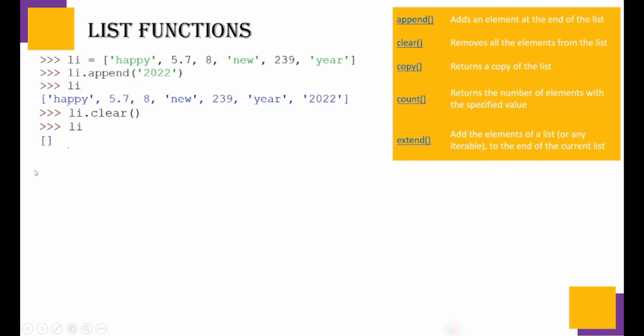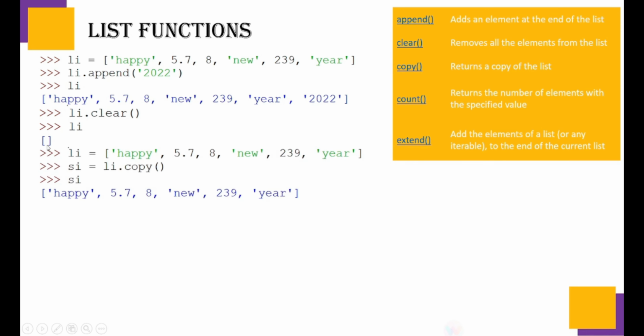It will remove all the elements inside the list. See, there's no list elements inside. Then if I want to create a copy of my list, let's say li is a list with these elements inside it, and I want another list called si having the same elements. So how do I write it? si is equal to li.copy(). So si has all the same elements just like it.